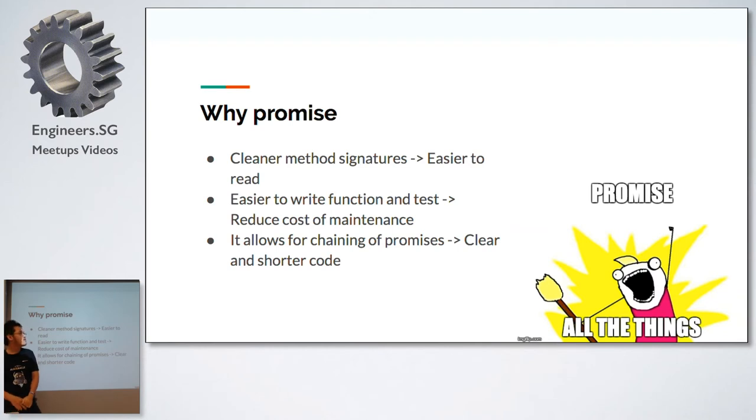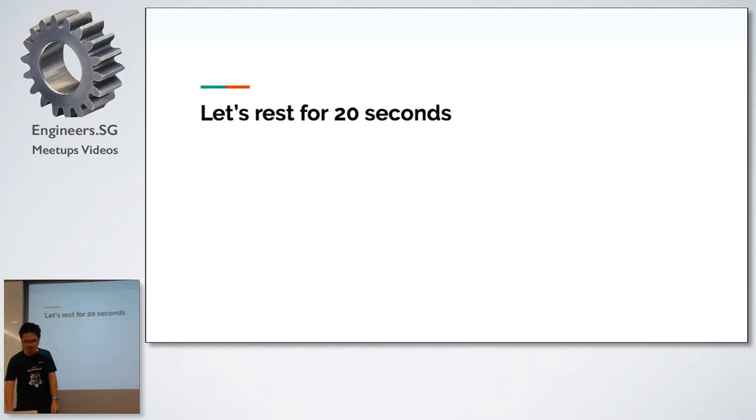It makes the code more clean. We don't actually need to put in the callback anymore, and the function will be easier to write and to test. And for chaining up promises, we don't have the callback hell anymore.